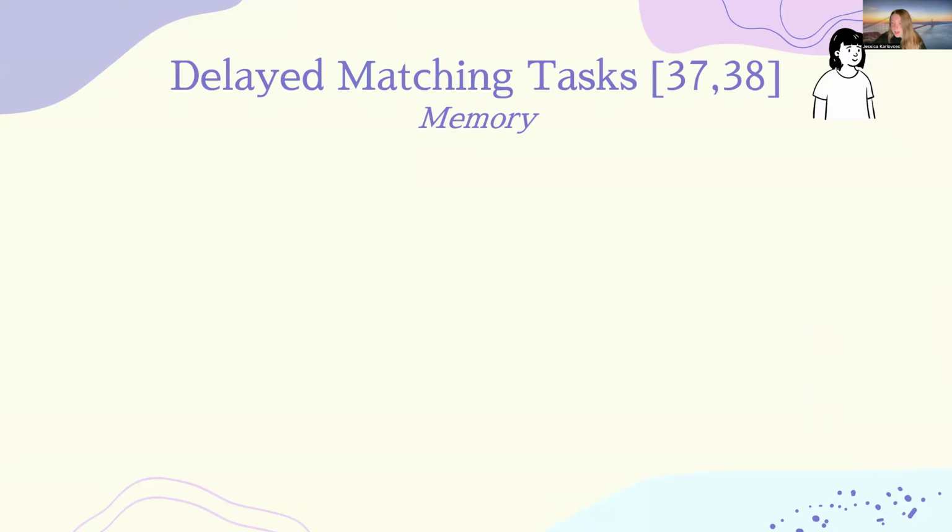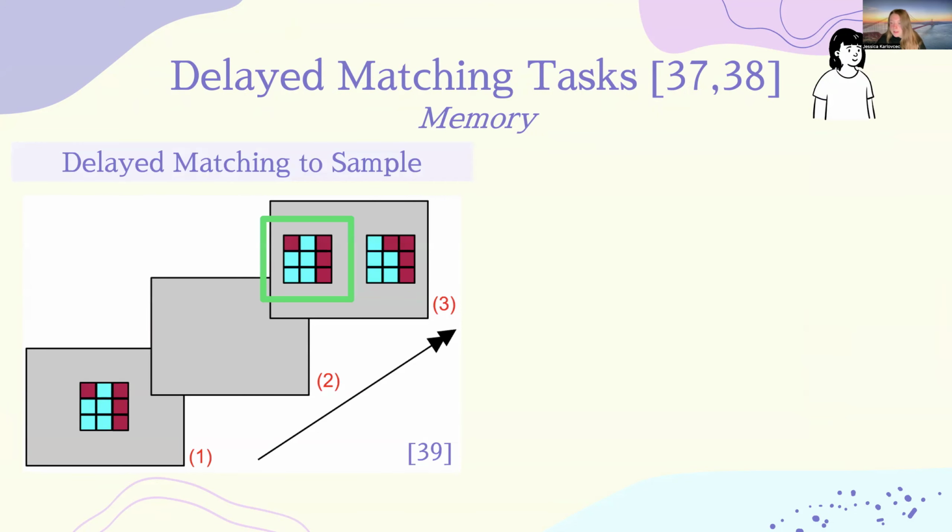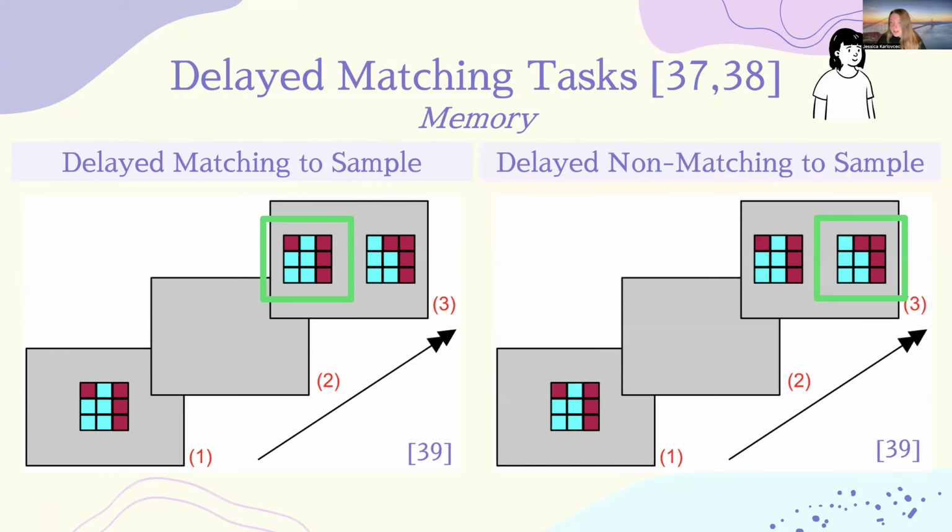Now we'll discuss delayed matching tasks, which can be used to study memory. In the delayed matching to sample task, the participant is shown a sample image, then after a delay period, they must choose the image that matches the sample. In contrast, in the delayed non-matching to sample task, the participant must select the image that does not match the original sample. These delay periods let researchers measure how well information is maintained in memory over short intervals.